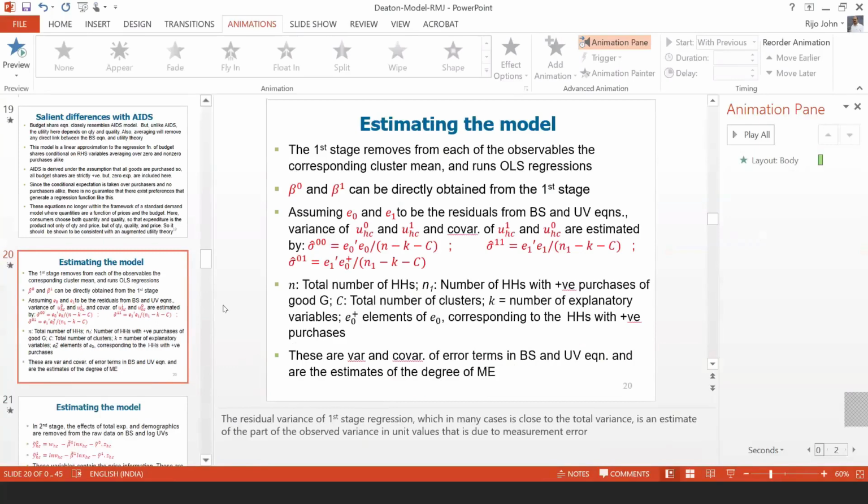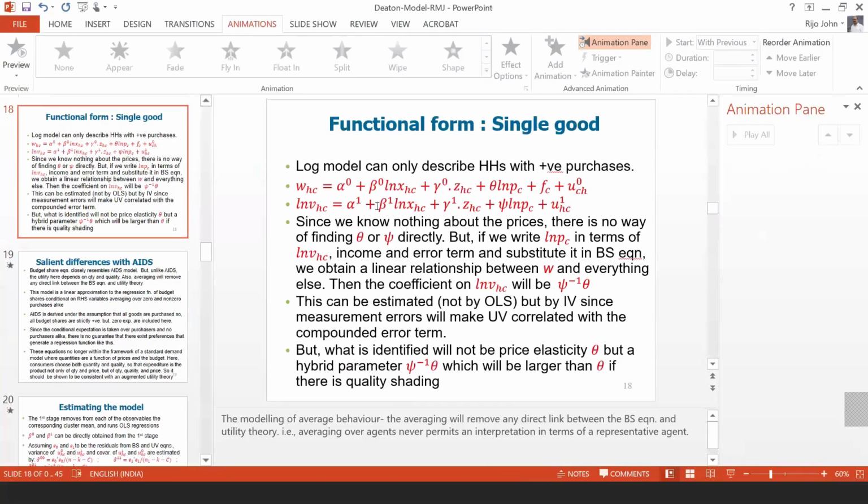So now let us get into the estimation of the model, how we actually estimate the model. It progresses through different stages. In the first stage, we remove from each of the observables the corresponding cluster means and run an OLS regression. So beta naught and beta 1 can be directly obtained from the first stage. As you can see here, the beta naught in the budget share equation and beta 1 in the unit value equation, those come to you straight away once you run these two regressions in the first stage itself.